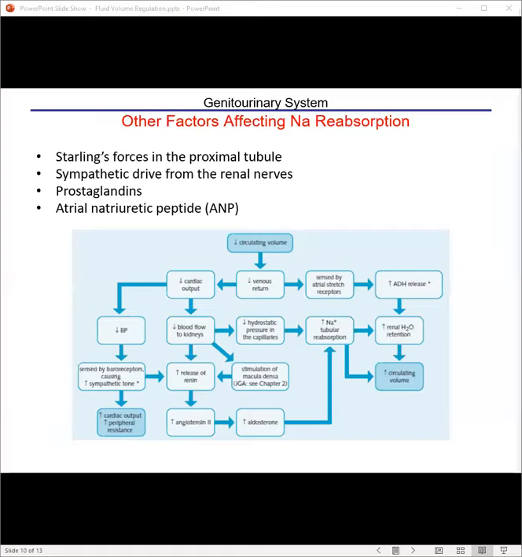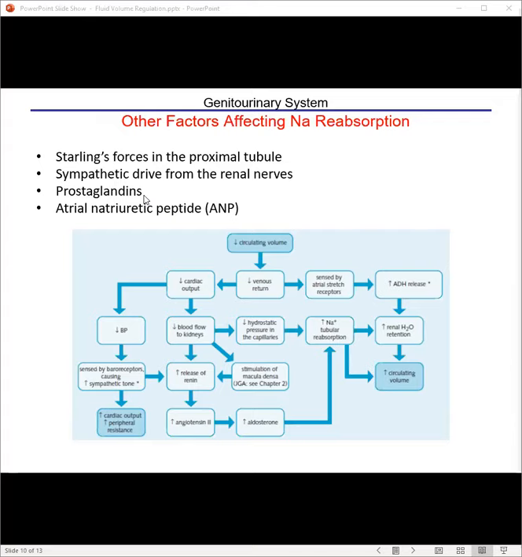Okay, let's now move on to the other factors affecting sodium reabsorption. Now, your other factors affecting sodium reabsorption, aside from the things that we have discussed earlier, particularly your RAAS system, you have your Starling forces in the proximal tubule. You have your sympathetic drive from the renal nerves.